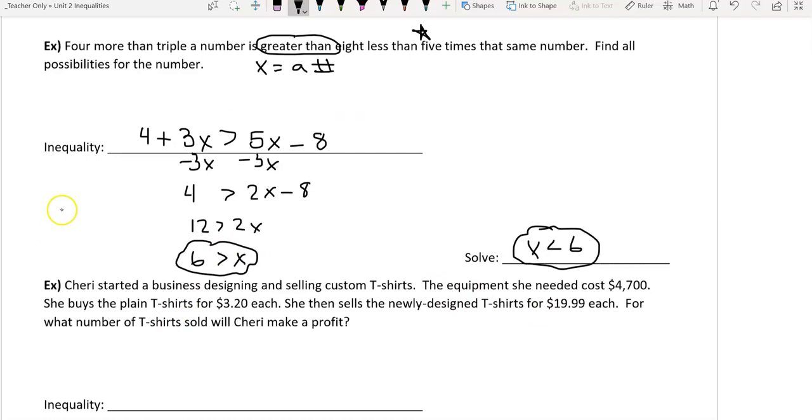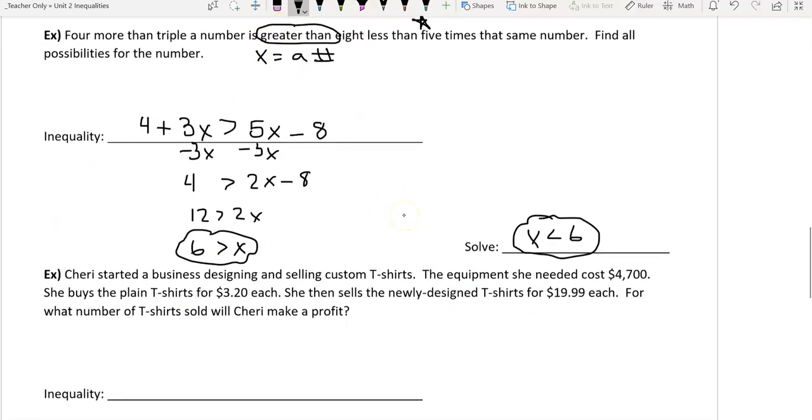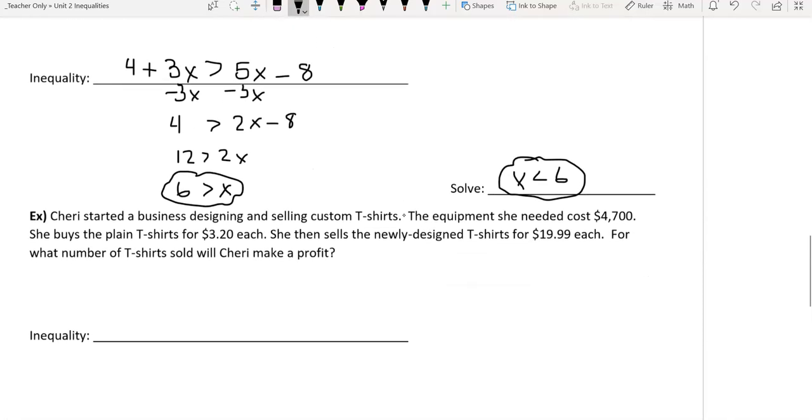So those ones are kind of nice because they're just right in a row. It tells you the sign in the middle of it. So just be careful when solving.